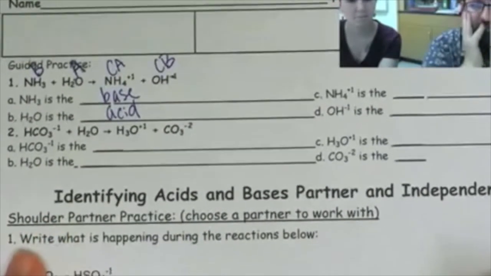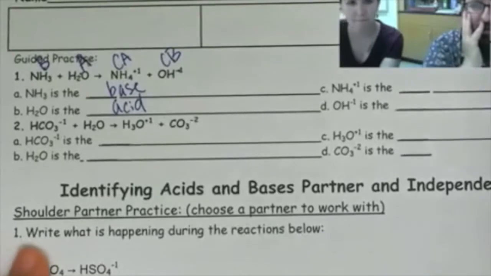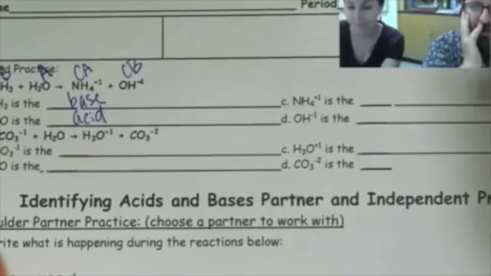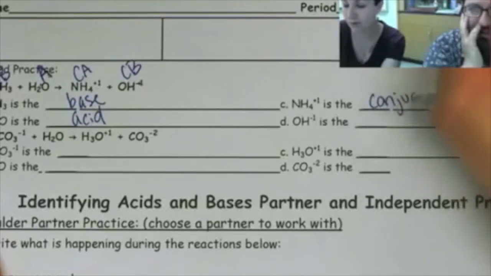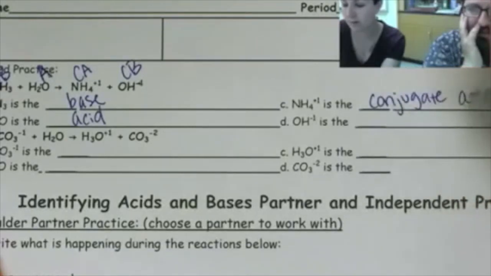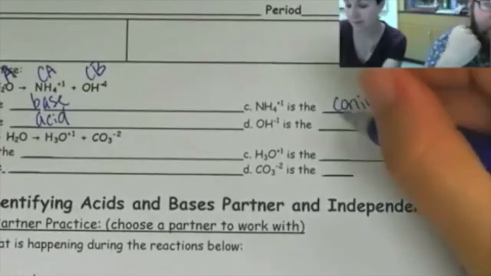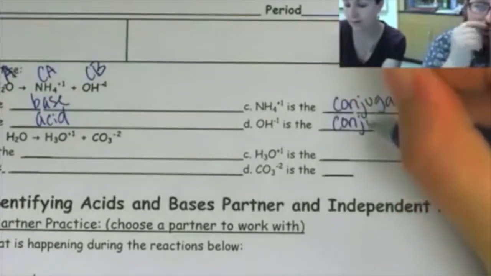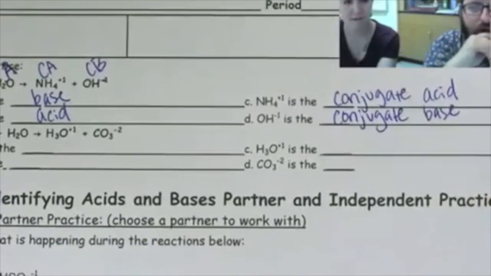So then we've got NH4 with a plus one charge. That's going to be my conjugate acid now, right? Conjugate acid. Okay, and then OH would be my conjugate base. Yep, very good. Okay. All right. Last one. See what you know.